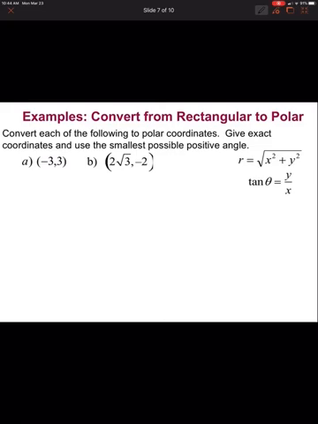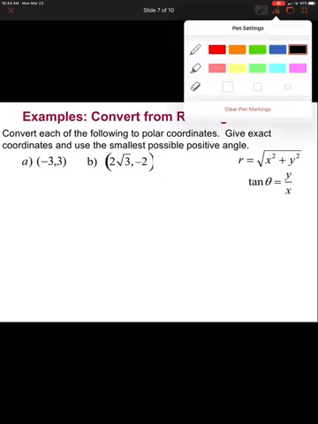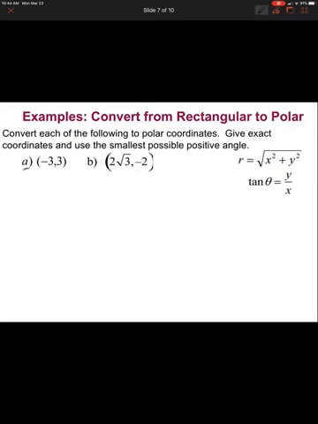Let's take a look at converting from rectangular to polar. So we've gone from polar to rectangular. Let's go rectangular to polar. Now, with that said, let's go ahead and get a picture. All right, let's take a look at this first ordered pair that's given, -3, 3.